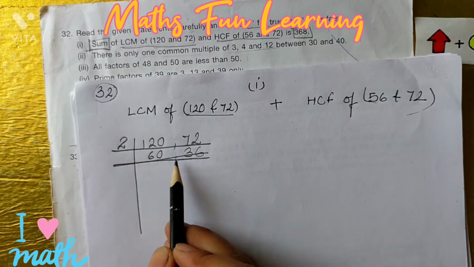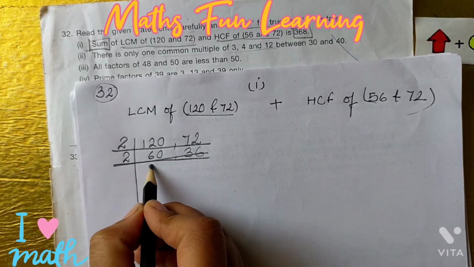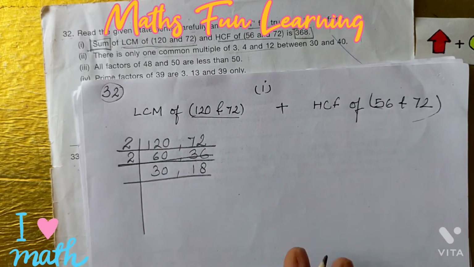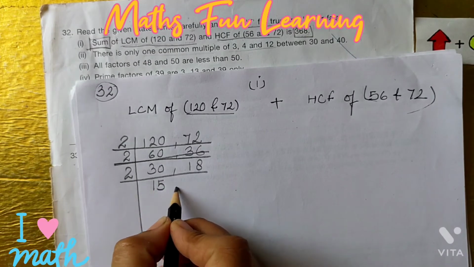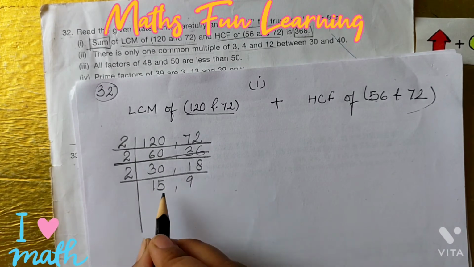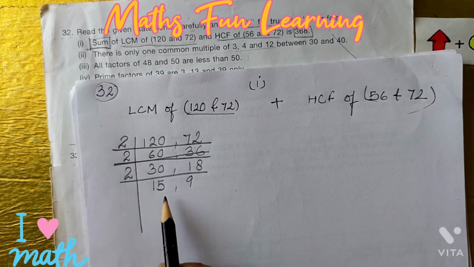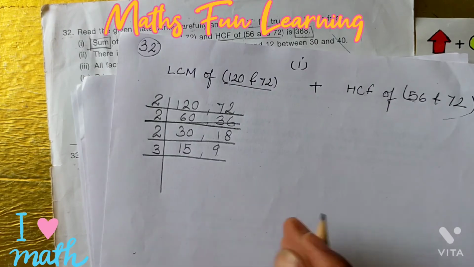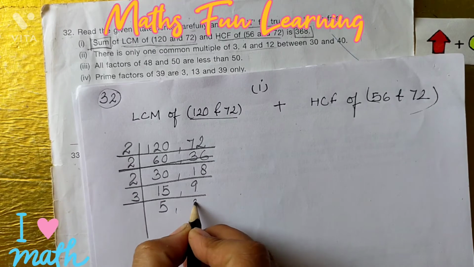You can observe here 60 and 36 are again even numbers, divide again by 2. 30 and 18. Again even numbers are here, divide by 2. 15 and 9. You can observe that 15 and 9 are odd numbers, so they cannot be divided by 2. So find another table by which they can be divided. We can divide by 3, 5 times and 3 times.